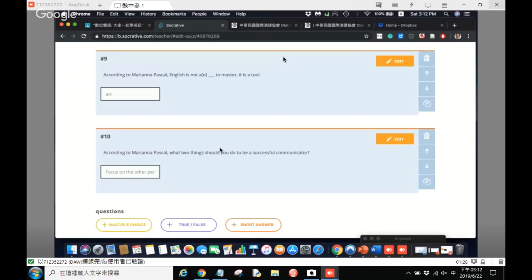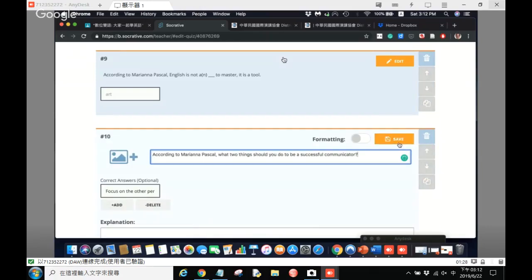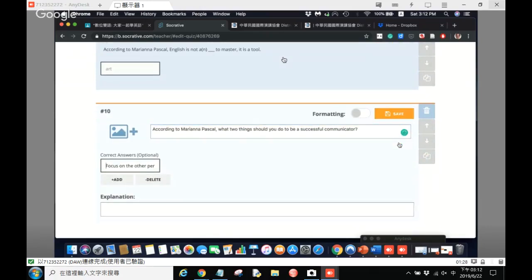Okay, so let's see, what are the answers? It's hard to read that. Let's go to edit function, we can read it. Focus on the other person and focus on the result you want. So those are the key things. Focus on the other person and focus on the result you want.